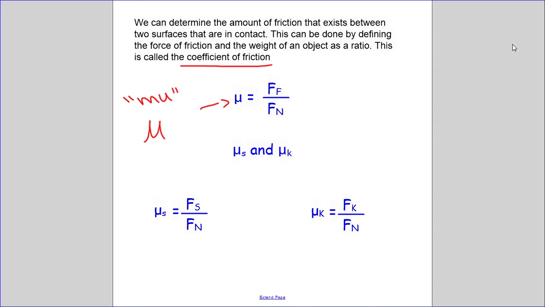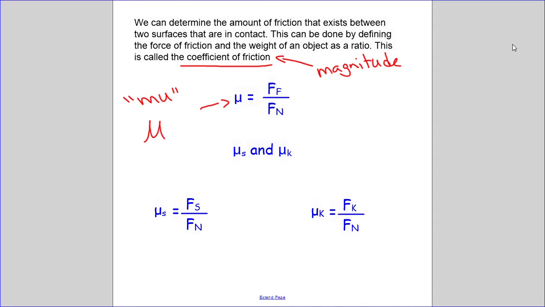I should add in here that the coefficient of friction is also a magnitude only, so it's not a vector, which means it does not indicate direction. So when we look at the force of friction and the normal force in terms of calculating the coefficient of friction, all we're doing is looking at the magnitude of the force of friction and the magnitude of the normal force, and that will help us calculate the coefficient of friction.